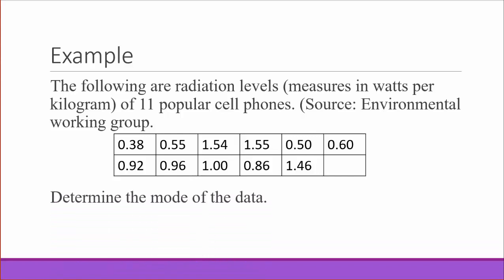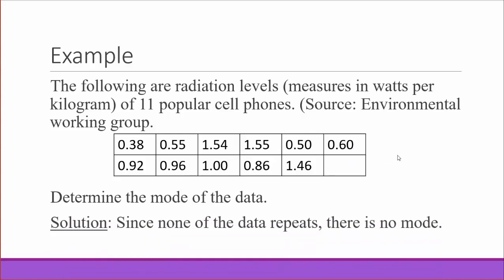Find the mode of the data. Well, notice here, let's just take a look. If you take a look here, none of the data items repeat. These two data items are very close together, 1.54 and 1.55, but they're not the same. So if you examine them for a minute, none of them repeat. Consequently, since none of the data items repeat, there is no mode for this data.